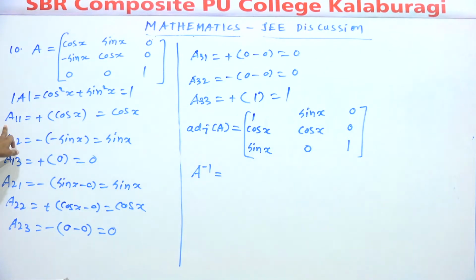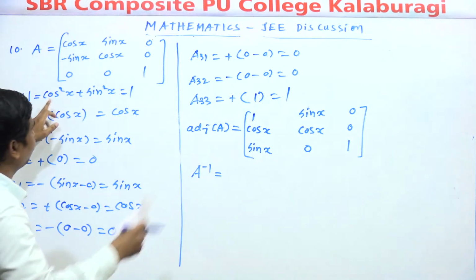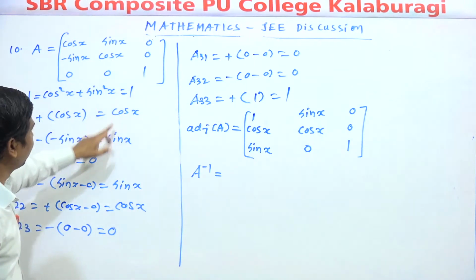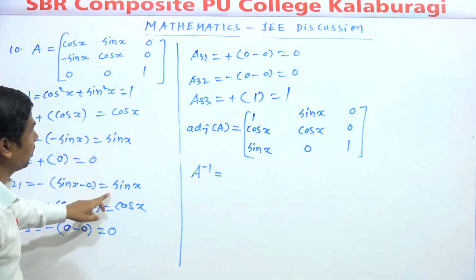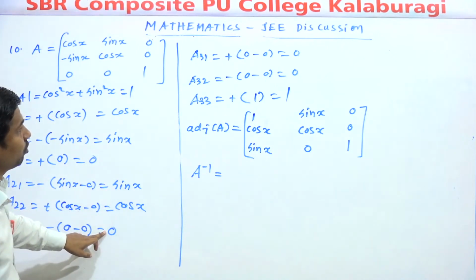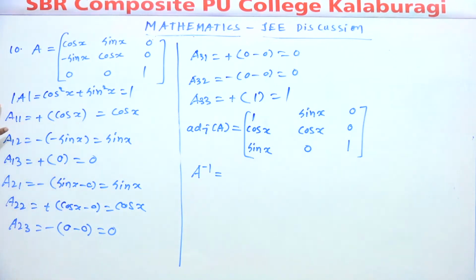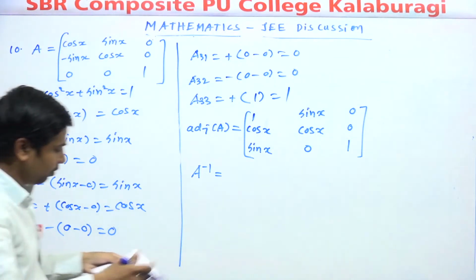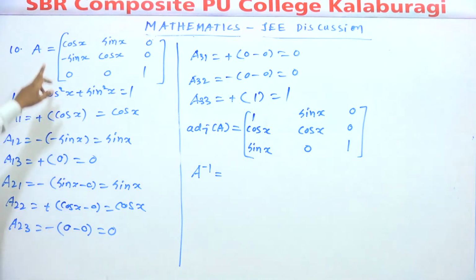I'm writing in terms of A, which is cos x sin x 0, minus sin x 0 0, 0 0 1. So adjoint of A is what? 1 by determinant of A into adjoint of A, 1 cos x sin x, sin x cos x 0 0 0 1, written in terms of column. So what is f of x equal to? Whether it is f of minus x, it is cos of minus x is cos x only.